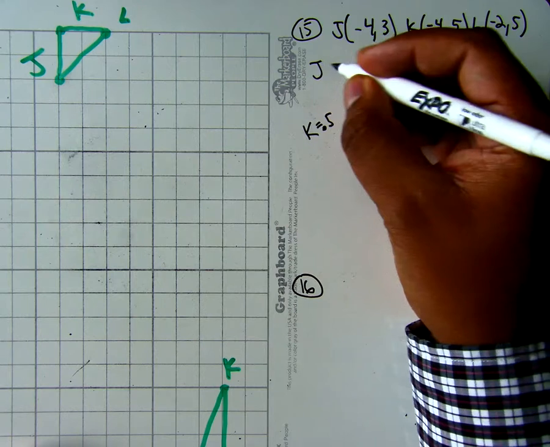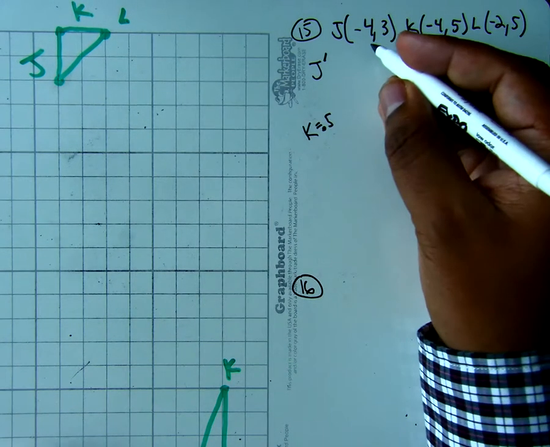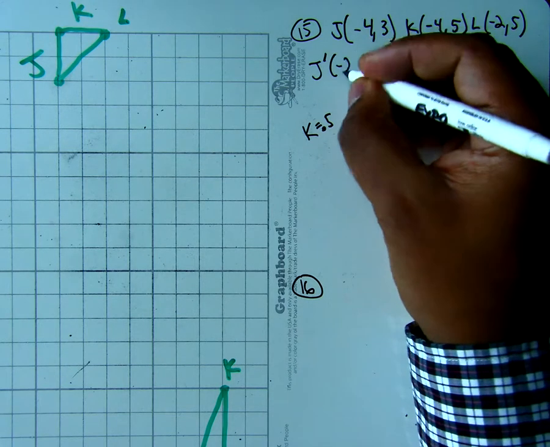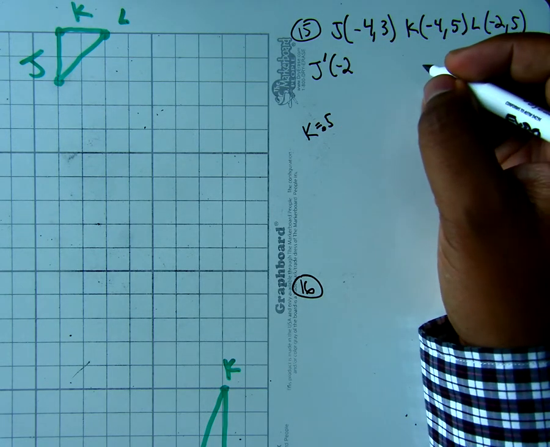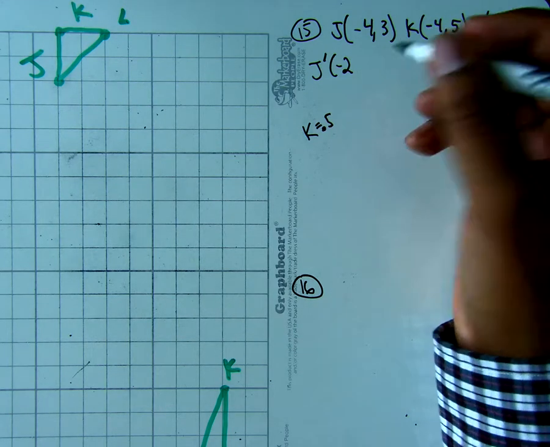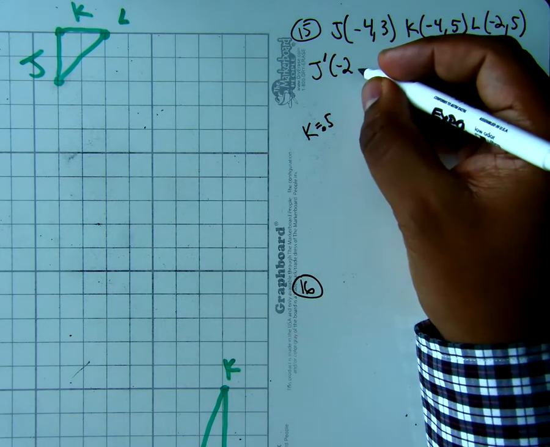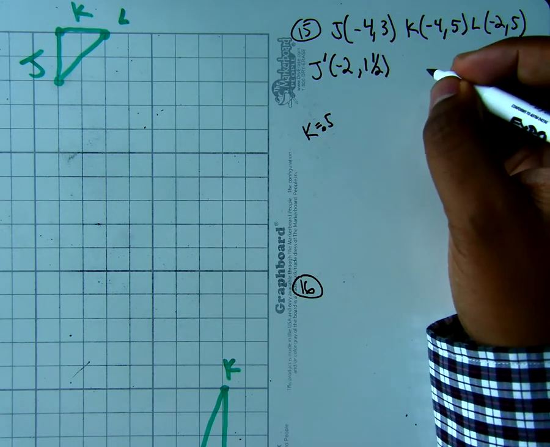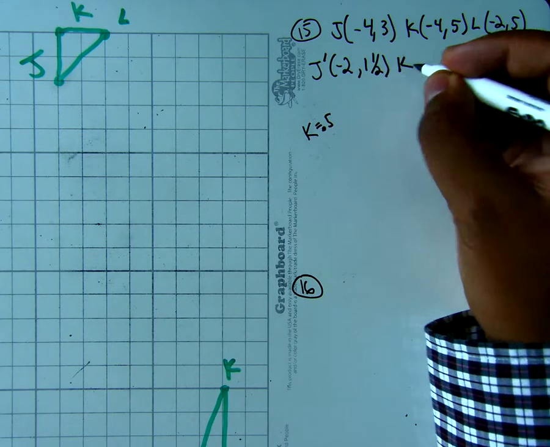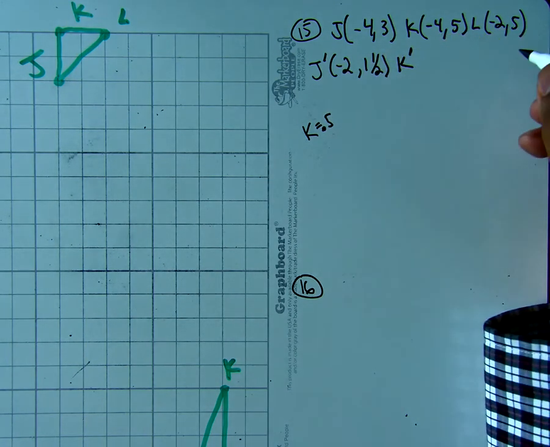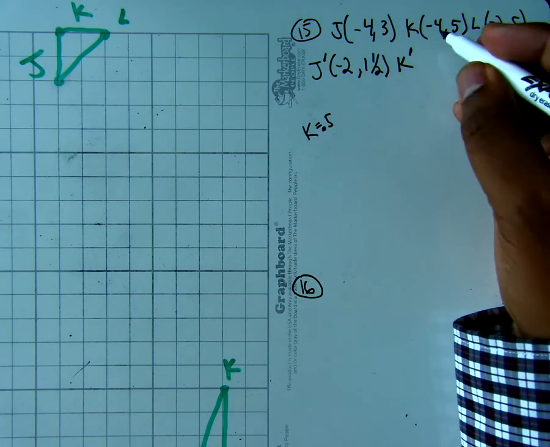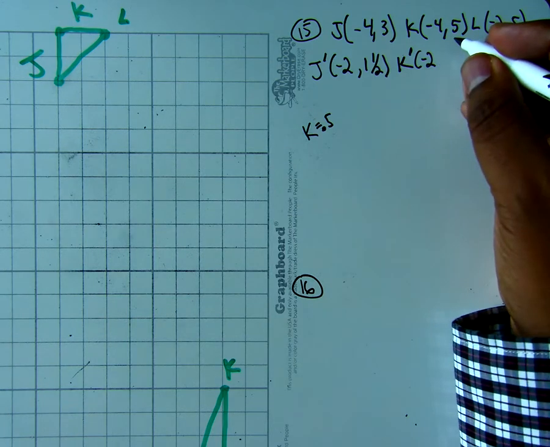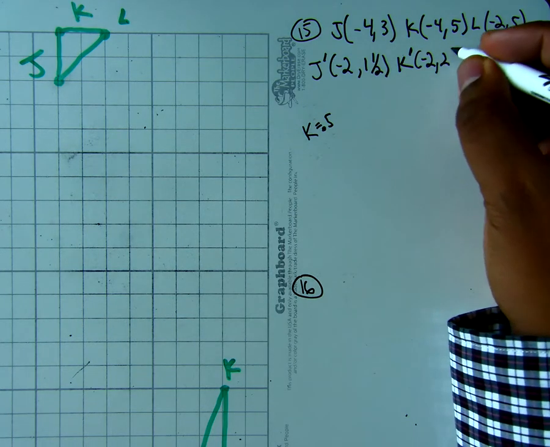Okay, so now we're going to have J, and when we multiply -4 by 0.5, that's going to get us a -2. All right, and when we multiply 3, that's going to get us a 1.5. I'm going to go ahead and put 1.5. Okay, so that's our image for J. Now we need our image for K. We're going to multiply -4 by 0.5. That's going to get us a -2. Here, this 5 is going to be a positive 2.5.